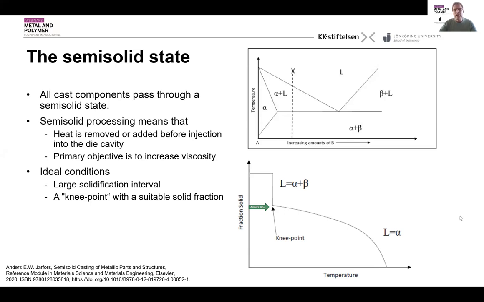This point is quite important because it stabilizes the semi-solid processing. So normally, in order to have a very good semi-solid process, you need a large temperature difference between the first solid phase to form and this knee point. So that is, so to say, the most critical part. Then, of course, the knee point needs to still have a certain amount of liquid phase remaining. So next, please.